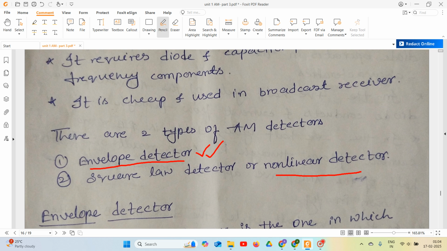So why have we chosen this diode based envelope detector? Because it is very simple to design, and as it is very simple, it is used in the broadcasting receiver. And here we are using the resistor and capacitor along with the diode, in order to extract the original signal from the modulated signal. We will see how we extract the original signal from the amplitude modulated signal using diode, resistor, and capacitor.